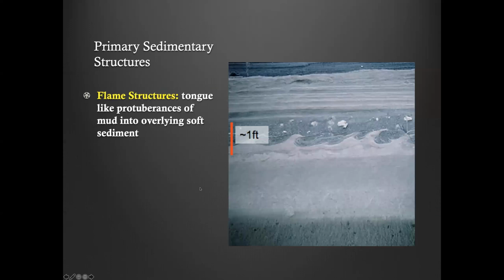And this is an example of the flame structure. This is a little bit finer grained than what we just saw. But again, we see these tongues. You can see how this looks like a fire coming up into the coarser grain material above, and the finer grained mud below. Again, if we see this flame structure, we know the sharp points are pointing upward into the sediments above. And we're not going to see that happen upside down.